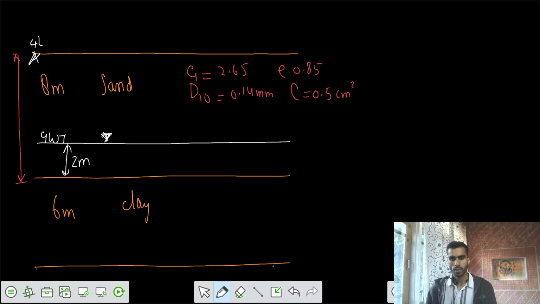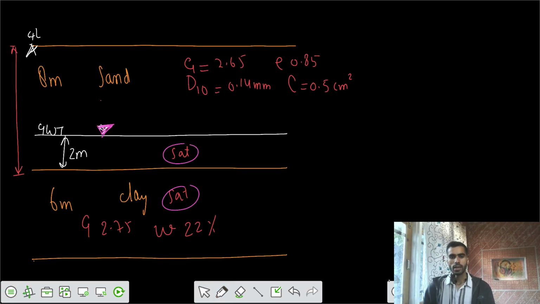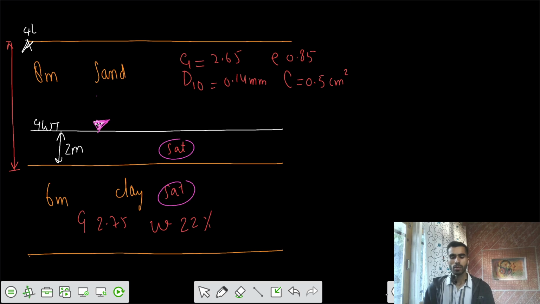Okay. Now, what about the specifications of the clay? We have G for the clay solids 2.75, water content for the soil 22%. And this is also saturated clay soil, because we are having the groundwater table here. And this one would be some bulk condition based on the given properties of that soil. So as the data is given, is there any possibility of capillary rise?